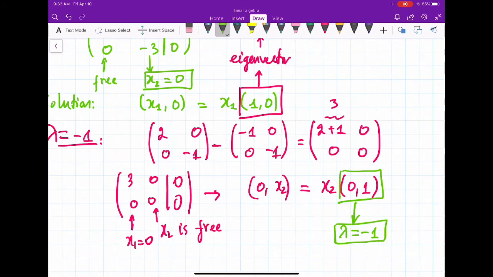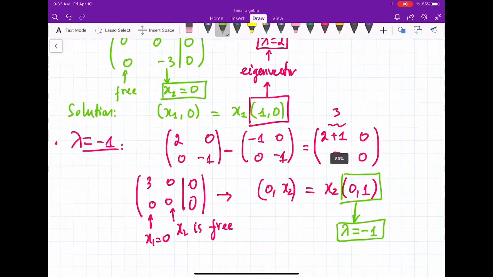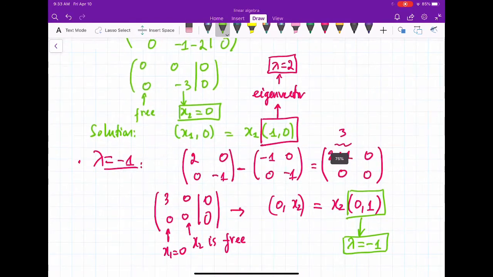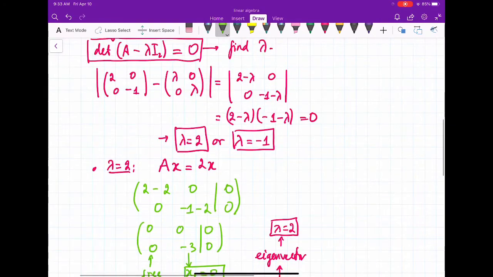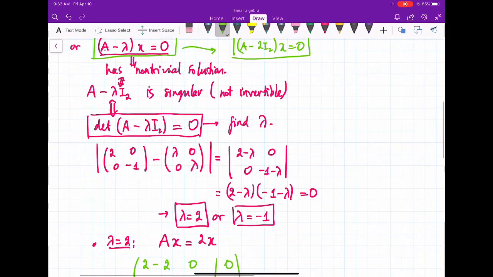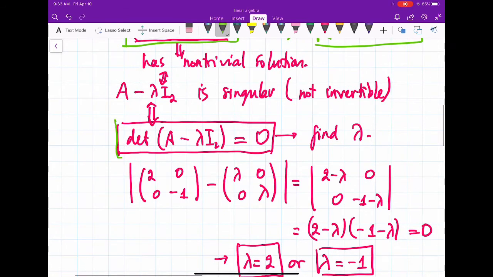Make sense? That's how we can find eigenvalues and eigenvectors. So basically, if you want to find eigenvalues, you have to solve this equation: the determinant of A minus lambda I_n, in the general case, equals 0. So you have to subtract two matrices and then find the determinant and set it equal to 0. Because that matrix is singular, right?